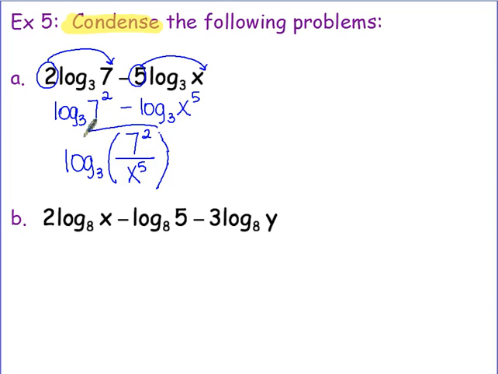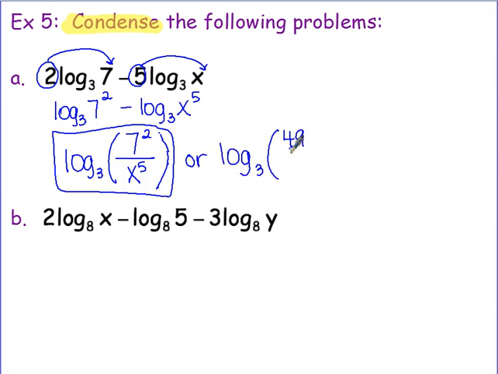Now, I will have people ask me, what if I did 7 squared and got a number instead? I will absolutely accept the answer log base 3 of 49 over x to the 5th. So if you want to change that 7 squared into 49, that is perfectly fine. So let's try another one together.